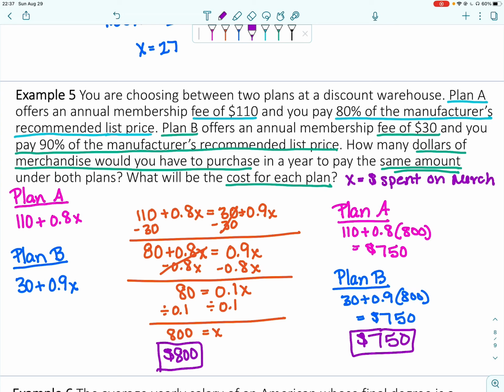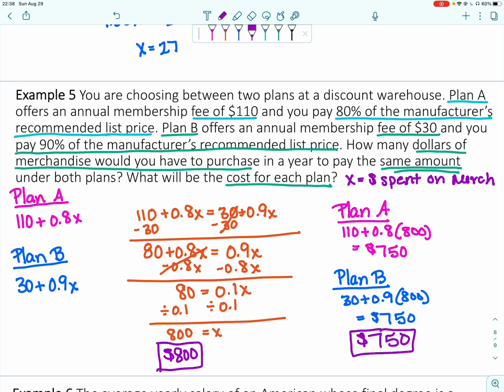So on both of these, they become equal at $800, and the overall cost for those two plans is $750. So these two plans save you about $50 once you've spent $800. If you're going to spend more than $800, then you're better off going with plan A because you're going to get more savings beyond that $800. If you're going to spend less than $800, then you should stick with plan B because the lower upfront cost is going to save you in the long run.